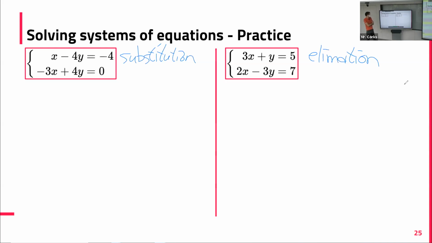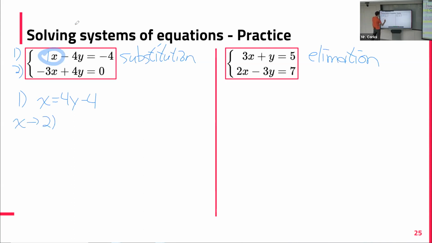Okay, let's take a look at these. The one on the left, substitution. Which variable would you isolate, in which equation? So x in the first equation. That looks like the easiest one because we don't need to multiply or divide by anything. It already has a coefficient of 1 in front of it. So equation 1, we will rewrite as x equals 4y minus 4. Substitute into the other one.